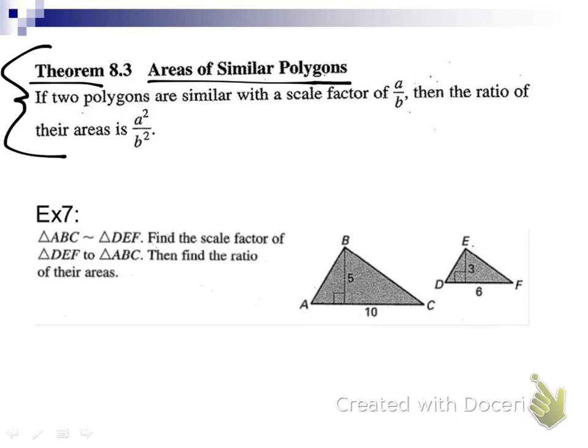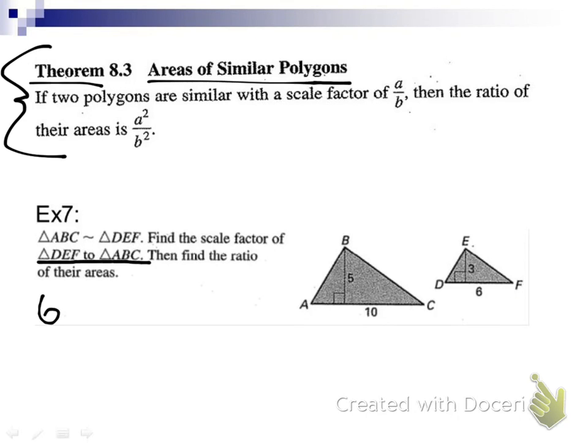So example 7 goes right along with this theorem. It says to find the scale factor of these triangles. Remember, order matters in scale factor. They want the scale factor of triangle DEF to triangle ABC. So here's triangle DEF. Someone give me a length from DEF. Doesn't matter which one. There are two numbers on the board. Say one of them. 6. Okay, so we're going to go with 6.